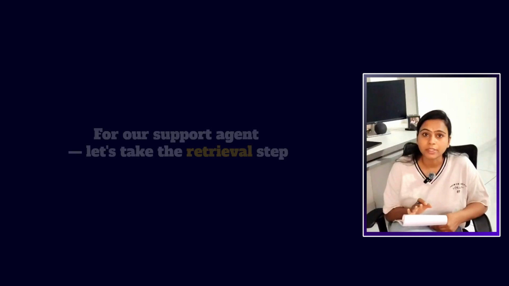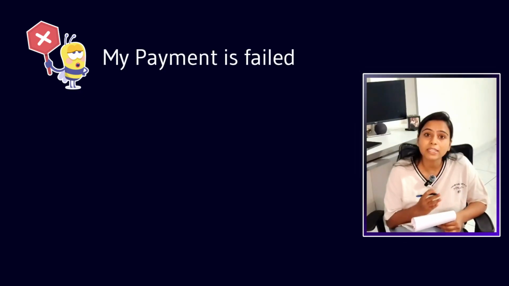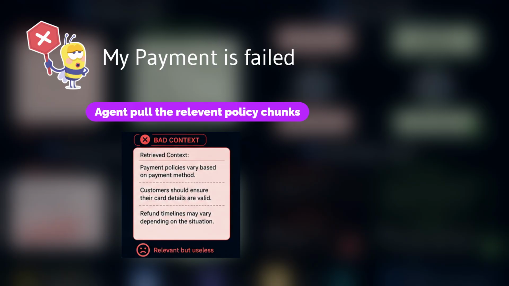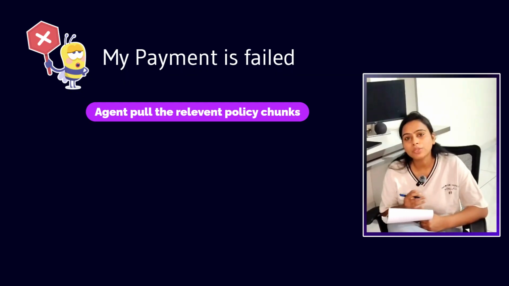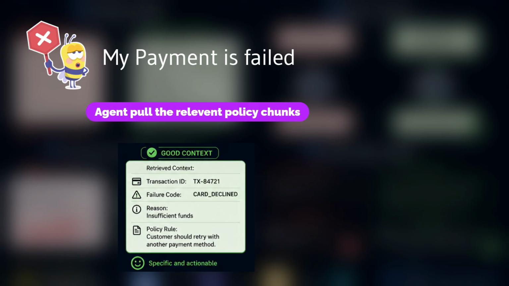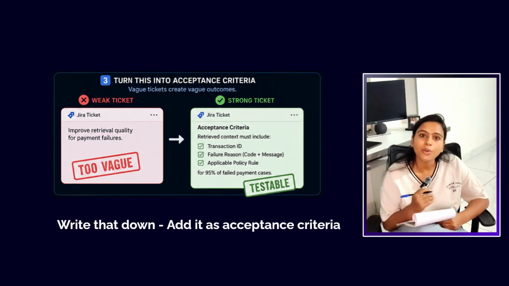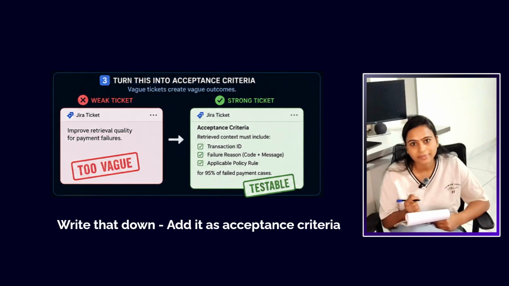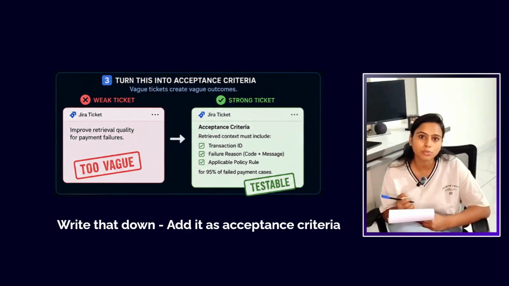For our support agent, let's take the retrieval step. Users say, my payment has failed. The agent pulls the relevant policy chunk. Bad chunks look like 3 paragraphs of general payment policy, technically related, completely unhelpful. A good chunk looks like the user's transaction ID, the error code, and the specific policy rule that applies to the failure type. Write that down. Add it in your ticket as an acceptance criteria. That's what testable context quality looks like.